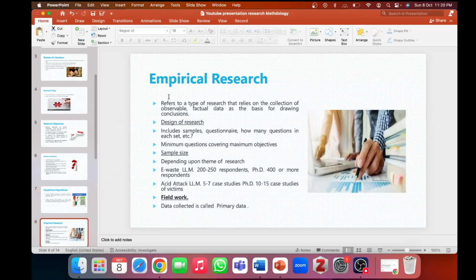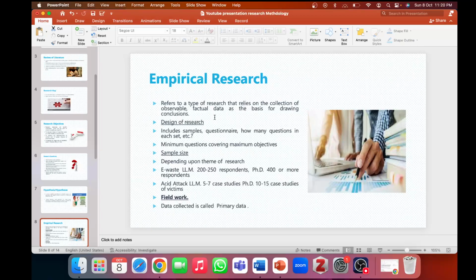Now, what is empirical research? So, in empirical research, the researcher relies on collection of observable factual data as basis of drawing conclusions. So you formulate a research design which includes samples, questionnaires, how many questions in each set, etc. So you should be designing your question in such a manner that minimum questions cover maximum objectives. If you have too many questions, people hesitate to fill that questionnaire.